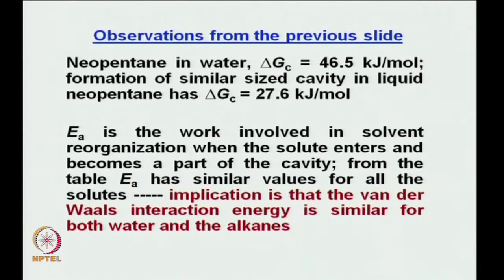So, just to look at the observations again from the previous slide. If you take neopentane in water, the delta Gc is 46.5 kilojoules per mole, and if you put the same neopentane in liquid neopentane, what would delta Gc be? 27.6 kilojoules per mole. And we have defined EA as the work involved in solvent reorganization when the solute enters and becomes a part of the cavity. Now, from the table, EA has similar values for all the solutes. That is what we just discussed.